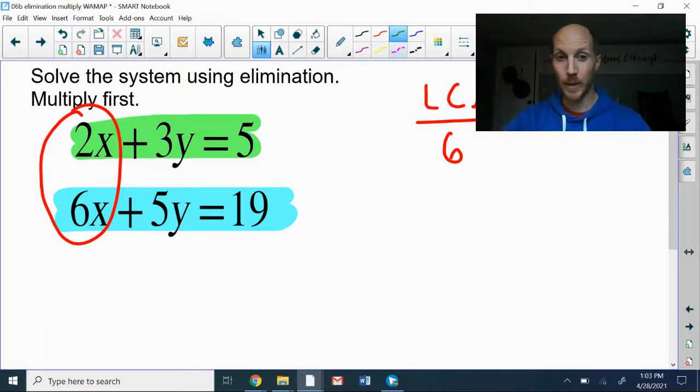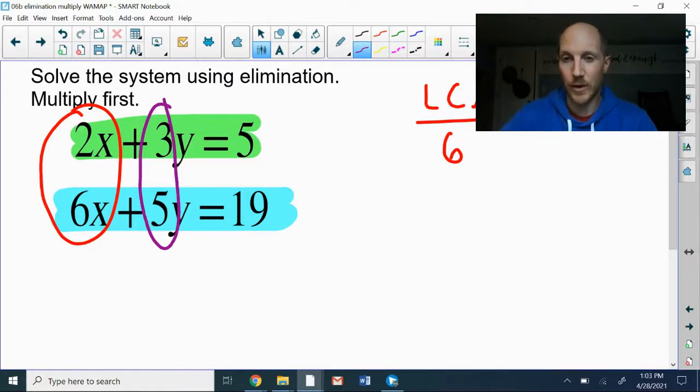And just for comparison's sake, if we chose to eliminate the y's, we still need to find a least common multiple. For the y's, we're looking at 3 and 5. The least common multiple here is 15, which means I would need to change both the green equation to get it to be 15y, and I need to change the blue equation so that that coefficient is 15y. So my choices are either I work with the x and change one equation, or if I'm working with the y coefficients, I have to change 2 equations.